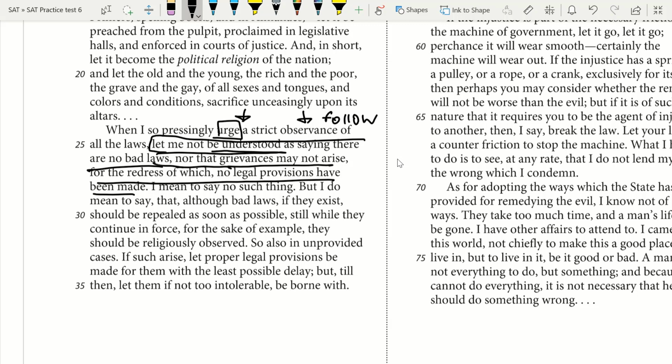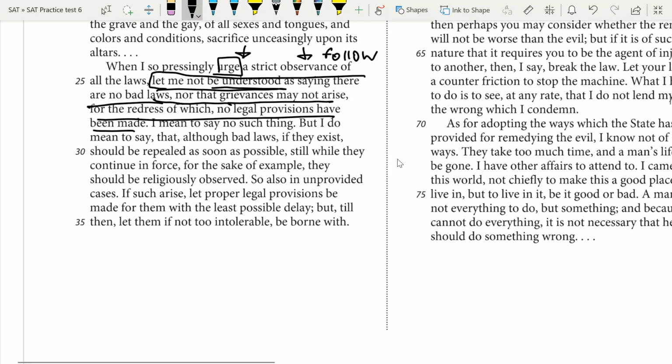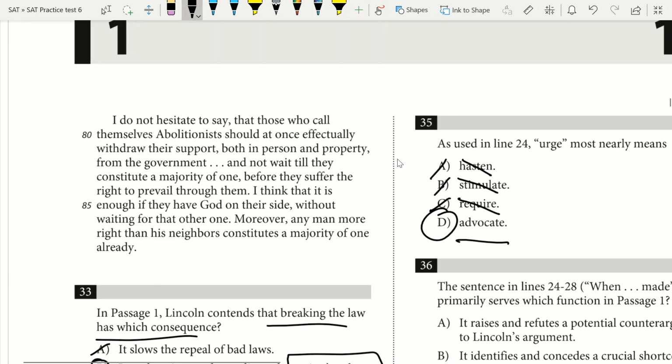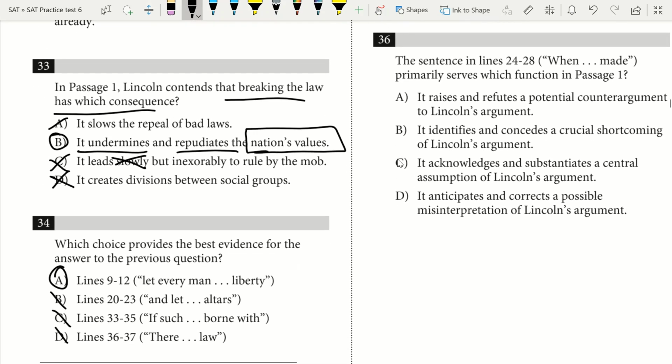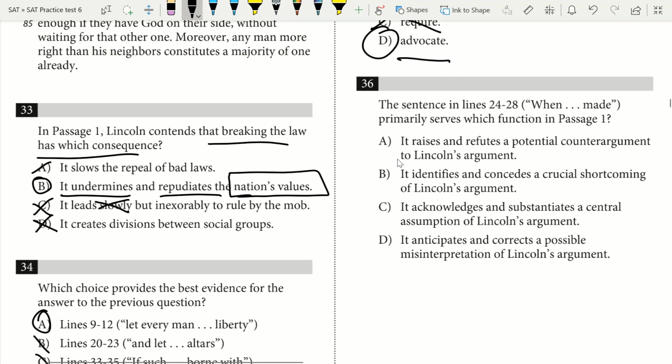That's really what he's trying to do. He doesn't want to be misinterpreted as thinking that there are no bad laws, because he acknowledges that there probably are bad laws. So he's trying to make sure that he's understood correctly. He wants to avoid misinterpretation.